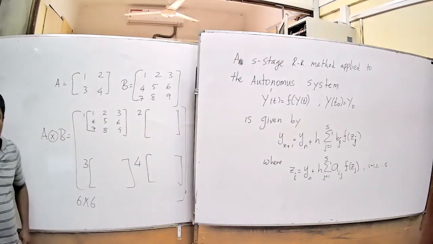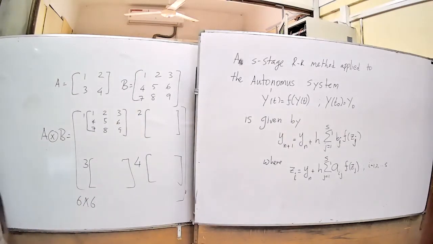That's how usually we define the Runge-Kutta method. So now what we can do is write down the tensor product of the matrices.